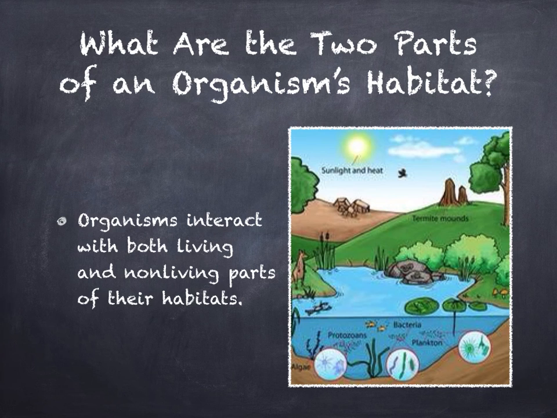What are the two parts of an organism's habitat? To meet its needs, a prairie dog must interact with more than just the other prairie dogs around it. An organism interacts with both the living and non-living parts of its habitat.